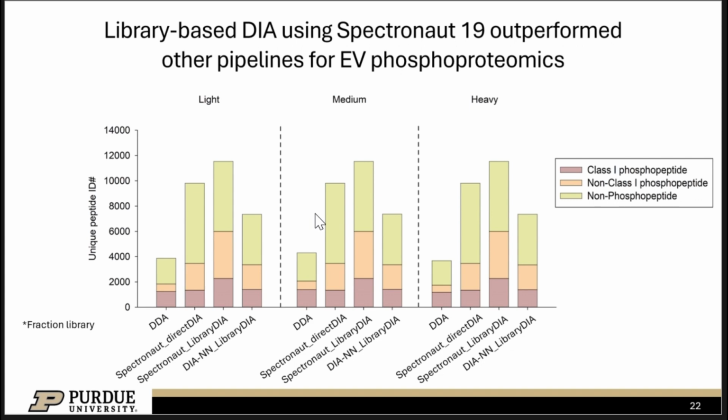It's also interesting to see that without library, using the direct DIA method, more non-phosphopeptides are identified. This means the selectivity for phosphopeptides is lower compared to the library-based DIA. So in terms of phosphoproteomics, we think that the library is still necessary to provide the identification of the class 1 phosphopeptides.